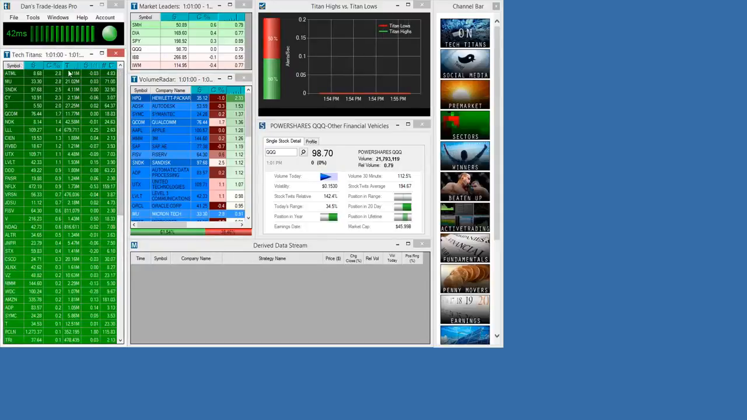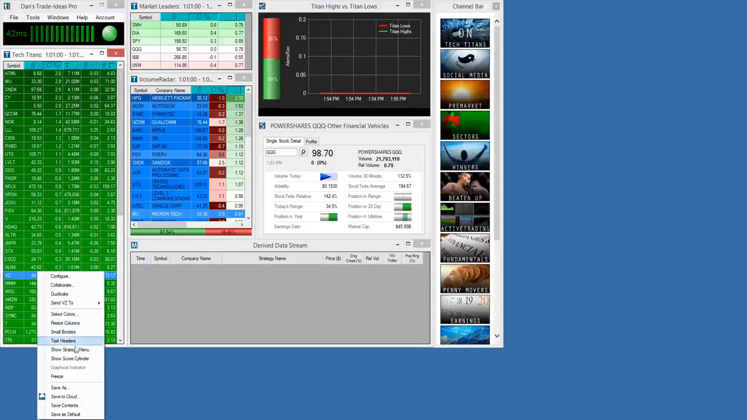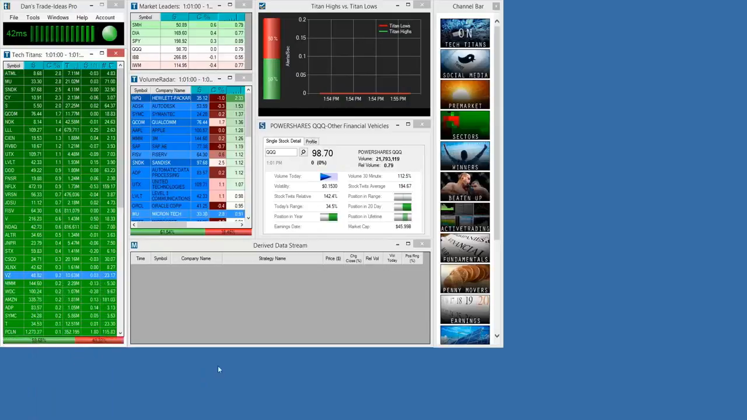Again, Tech Titans resorted, add cylinder. And there's the information. This is just the ones that are up and down the most from the close, and this is based on volume. That's why these numbers are a little bit different. You've got the overall market up in the top, so you can see if you're playing in the wind, if the wind's at your back or if it's at your face.